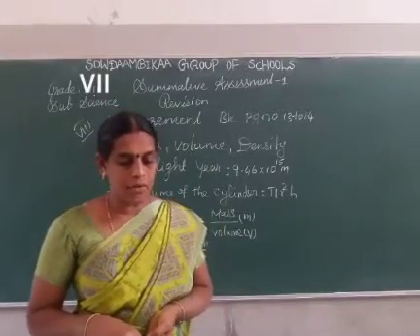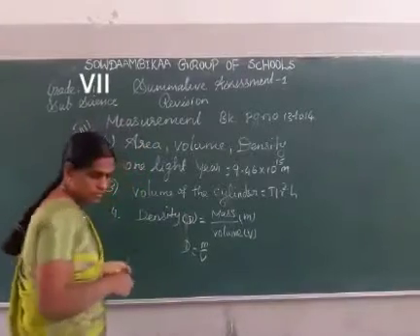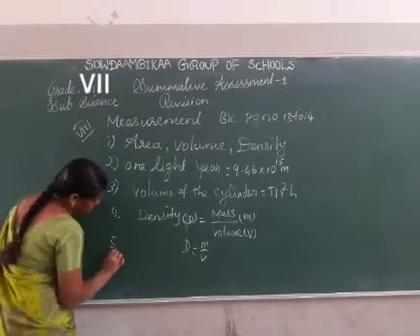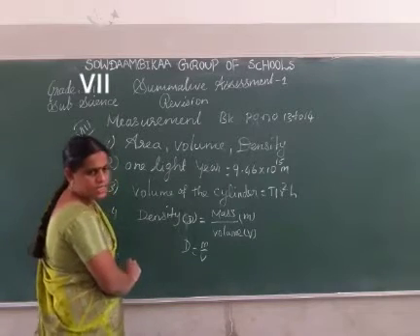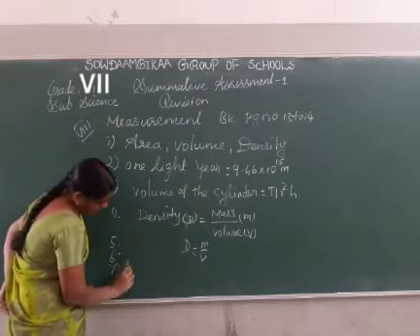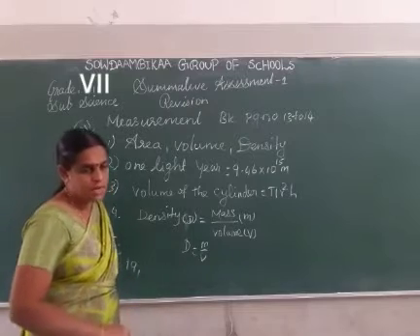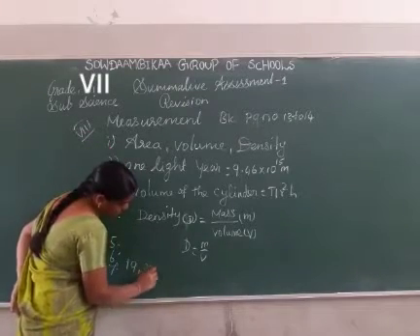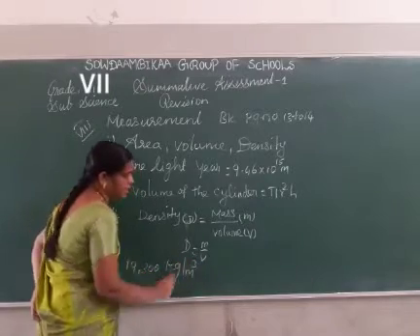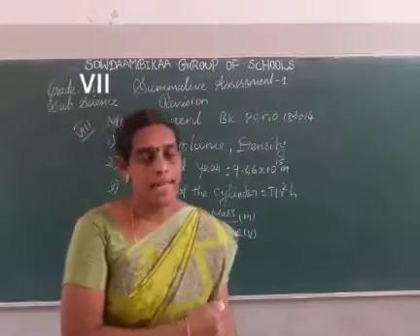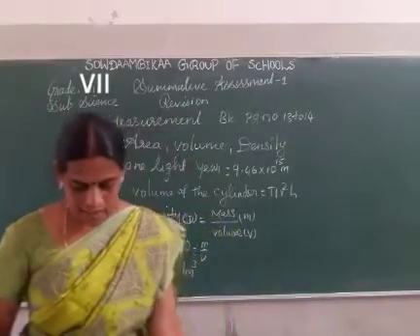Fifth question and sixth question, you read in your guide. Seventh question. Okay. What is the density of the gold? 19,300 kilogram per meter cube. Okay. Next, Roman letter 9, give that answer.